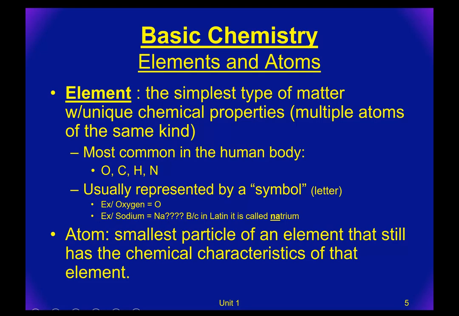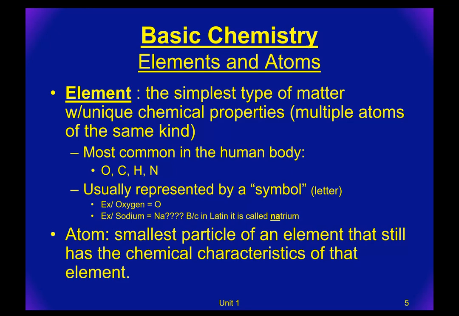Now, an element. An element is the simplest type of matter with unique chemical properties, basically multiple atoms of the same kind. So I said I had a mayonnaise jar full of ball bearings, right? So the element would be the ball bearing. And the reason that I say that is because it has a spherical shape. If I take that and I cut it into anything smaller, it is no longer a ball bearing, right? So the element would be ball bearing. That's as simple as I can get that element, okay?